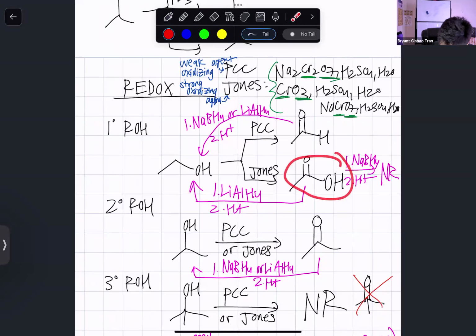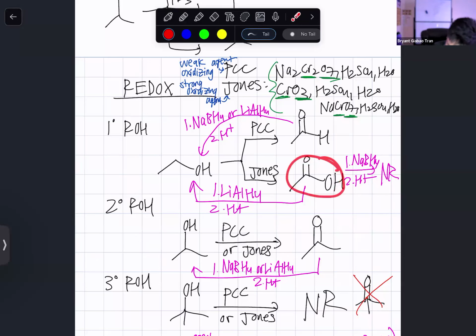So a carboxylic acid requires a strong reducing agent like lithium aluminum hydride to be reduced back down. The reason this requires a stronger reducing agent is because this is more stable than the other things, because of resonance. We could do resonance here, and resonance makes things more stable. If things are more stable, they're less reactive. If it's less reactive, it requires a stronger reagent to make it go through, which is lithium aluminum hydride.